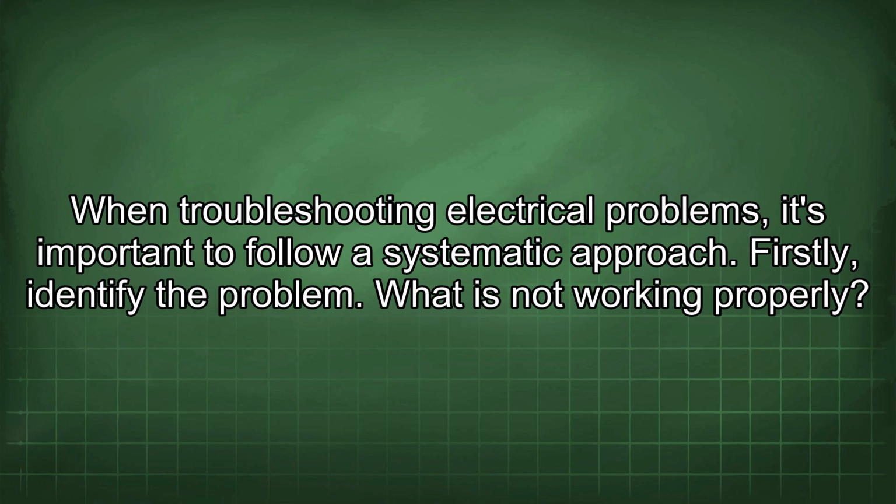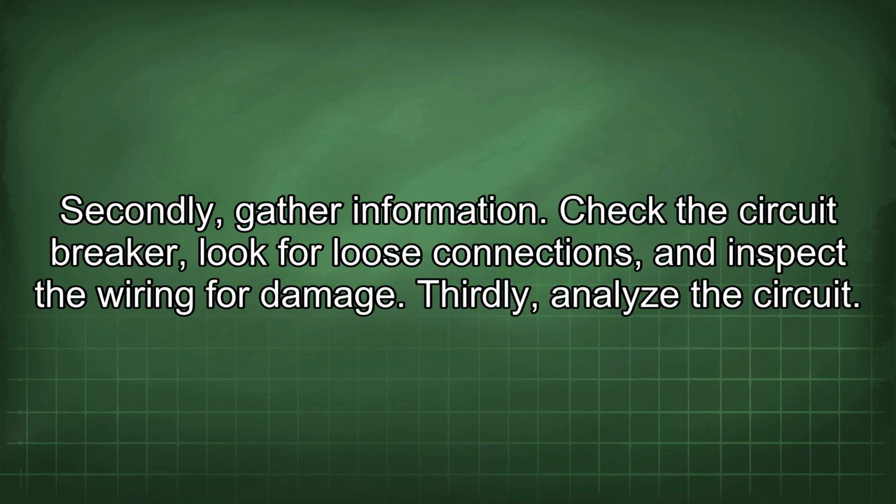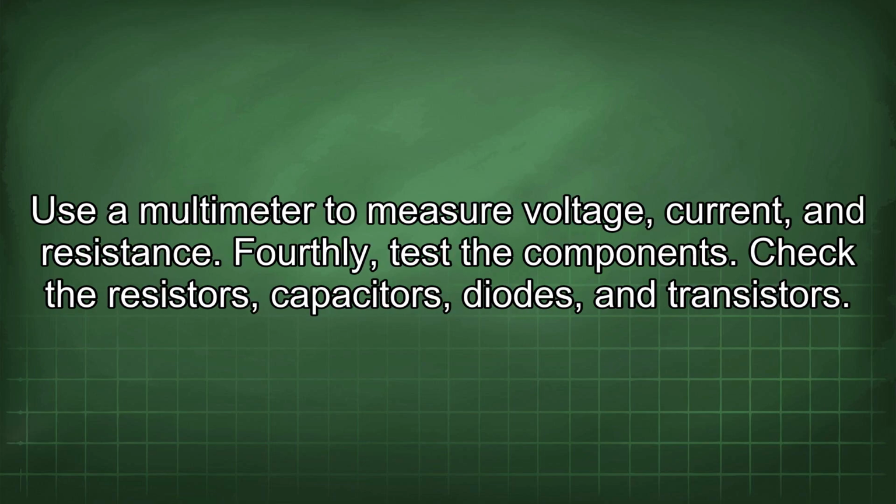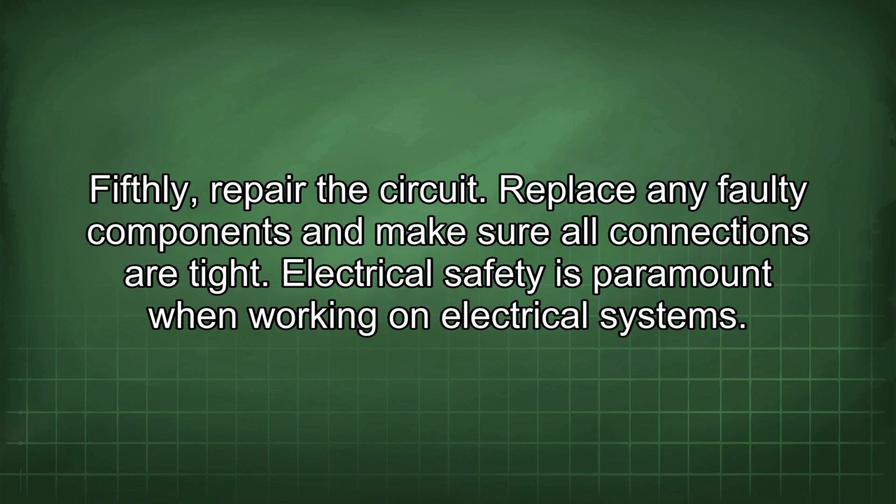When troubleshooting electrical problems, it's important to follow a systematic approach. Firstly, identify the problem. What is not working properly? Secondly, gather information. Check the circuit breaker, look for loose connections, and inspect the wiring for damage. Thirdly, analyze the circuit. Use a multimeter to measure voltage, current, and resistance. Fourthly, test the components. Check the resistors, capacitors, diodes, and transistors. Fifthly, repair the circuit. Replace any faulty components and make sure all connections are tight.